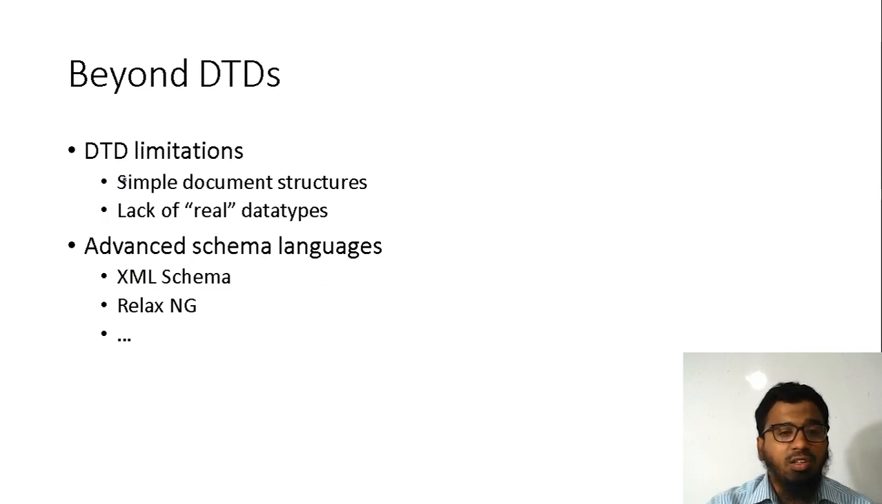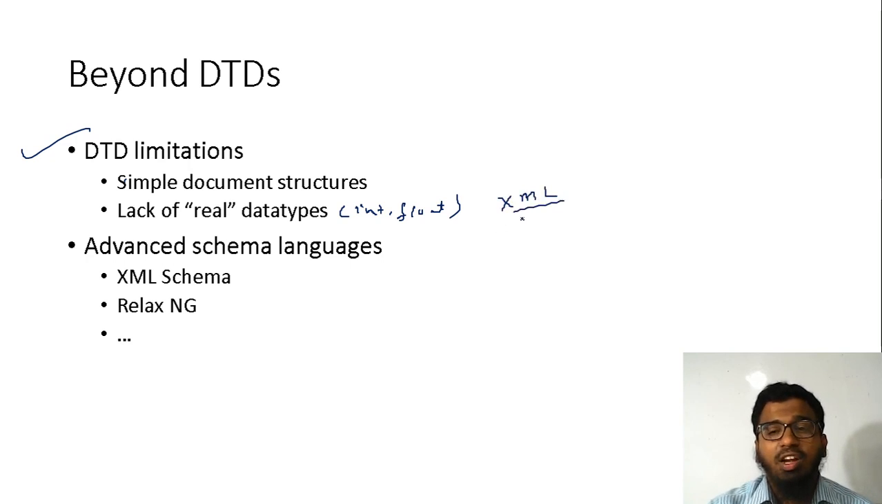After this, before going beyond, we will see the limitations. Simple document structure, okay, and lack of real data types. We cannot add int, float, okay, and one more disadvantage, this is totally different from XML. XML syntax and DTD syntax are different. So that is very difficult to do, but we can do it with the help of DTD.